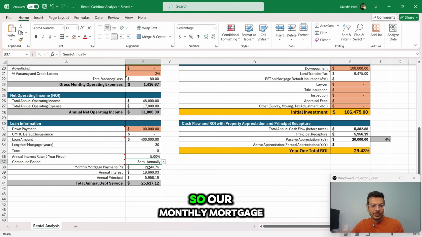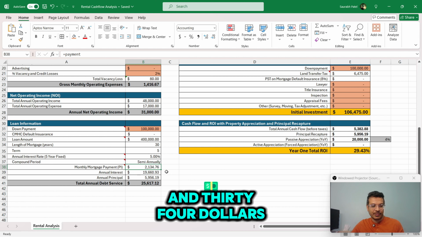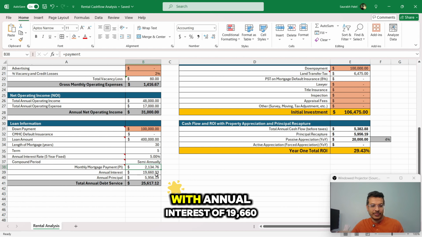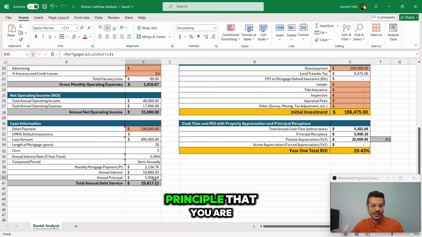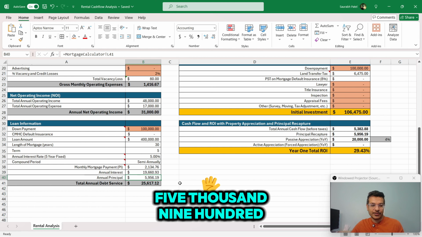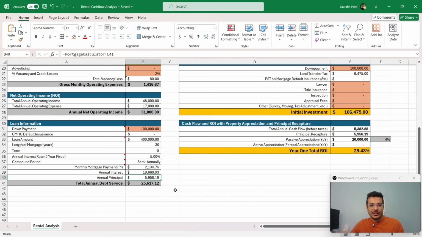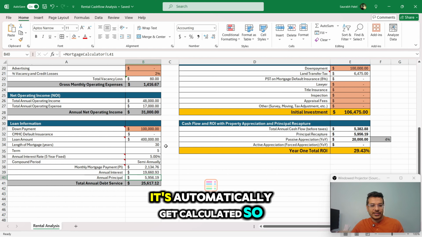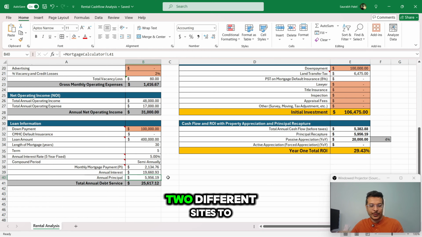Semi-annual is common, so our monthly mortgage is going to be $2,134.76, with annual interest of $19,660, and the principal that you are paying on your mortgage on an annual basis is $5,956.90. So this is the loan information. It's automatically calculated, so it's easier, you don't have to jumble around through different sites to find out how much your mortgage cost is.